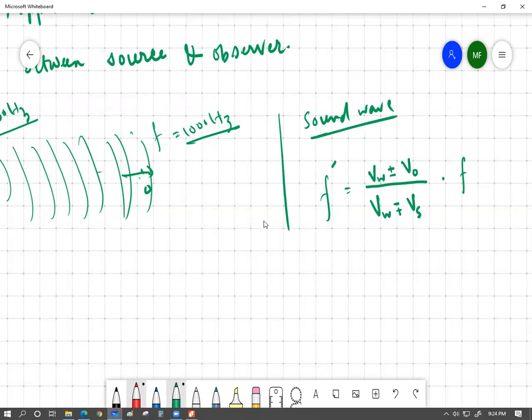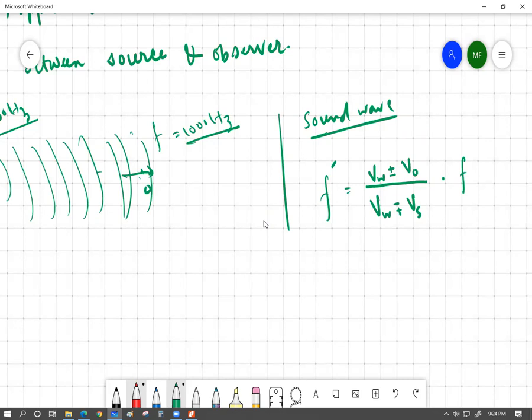VO means the speed of the observer. So VO is applicable when, let's say, the source is stationary and the observer is moving with respect to the source. And VS is for when the observer is stationary and the source is moving towards or away from the observer. So the source's speed will come below and the observer's speed will come above. Now the question is, when do we add and when do we subtract? How will we understand this? This comes down to the speed of the source.